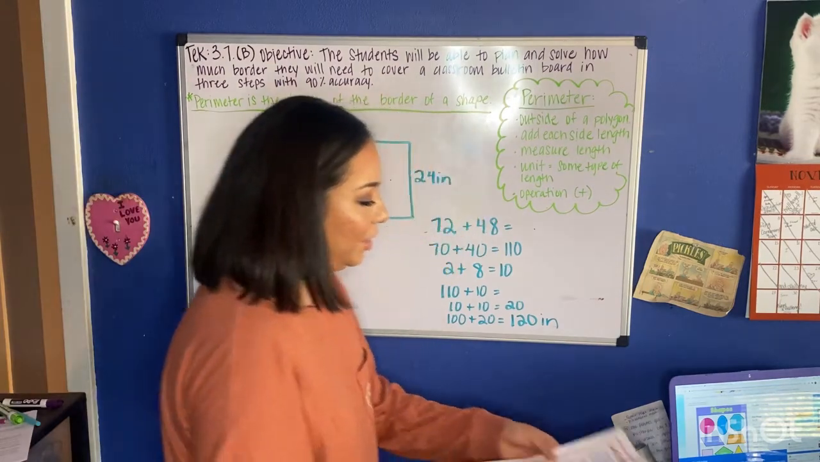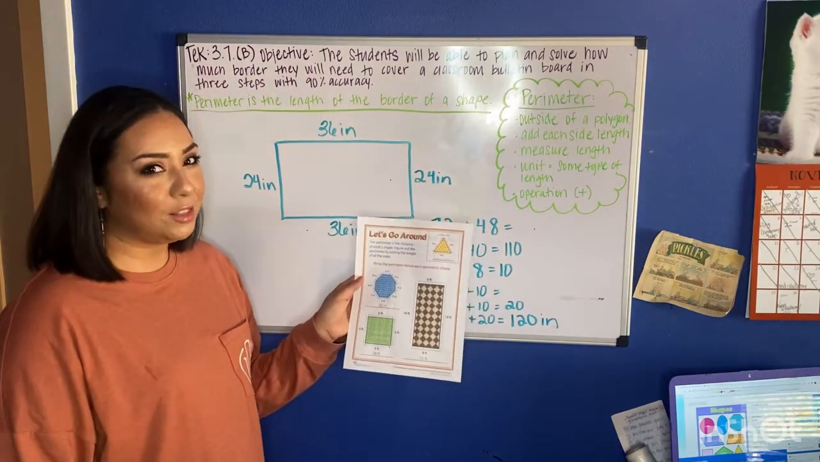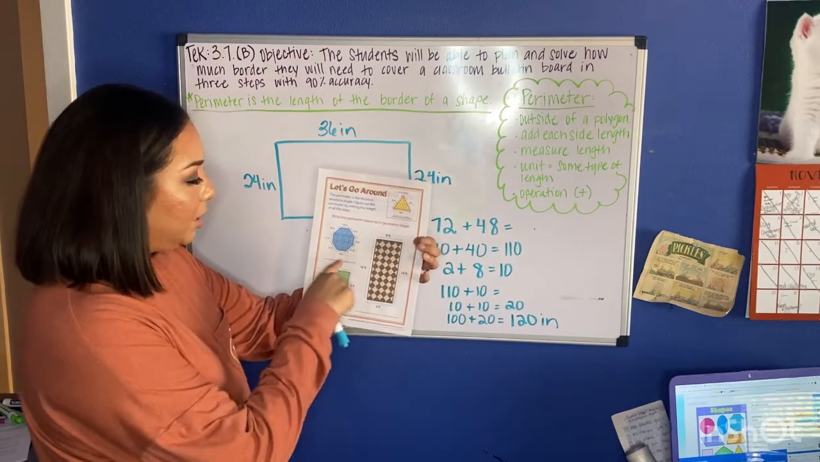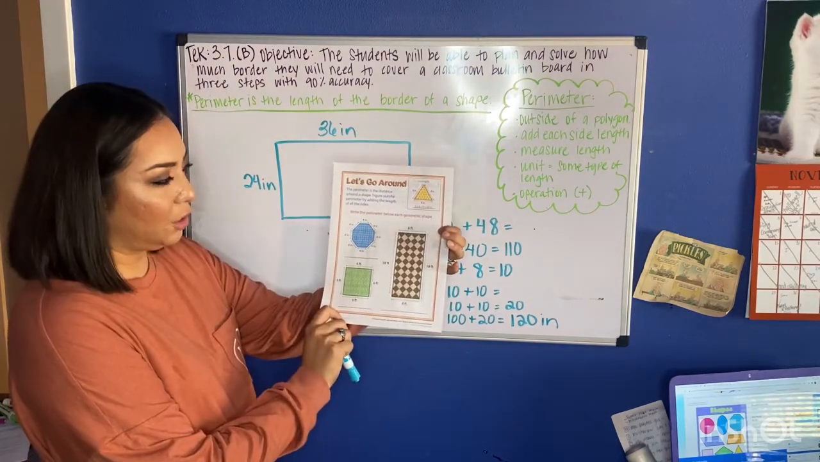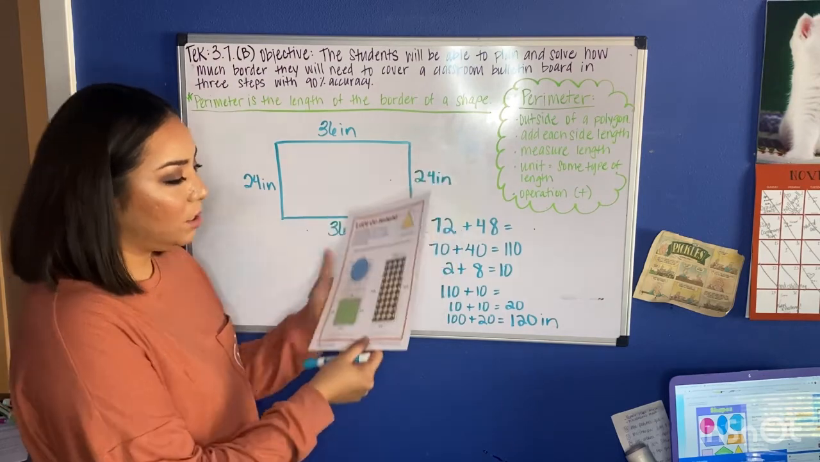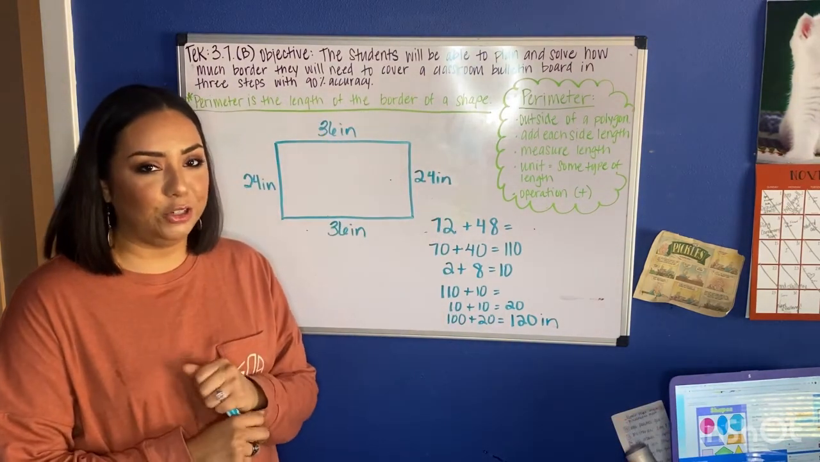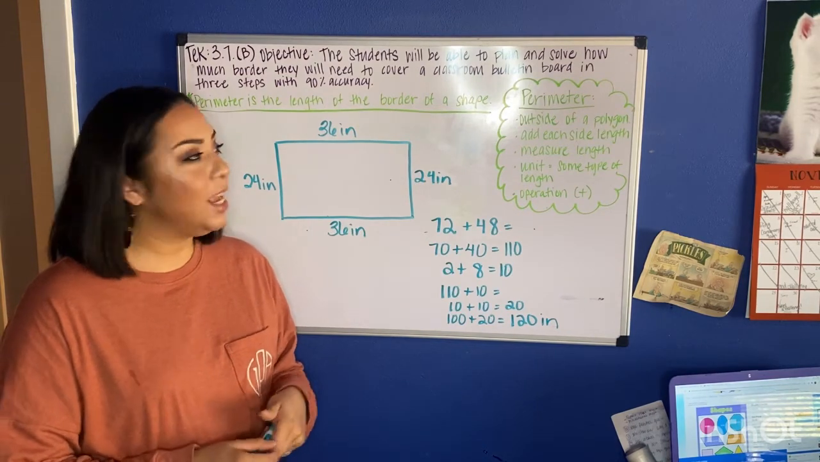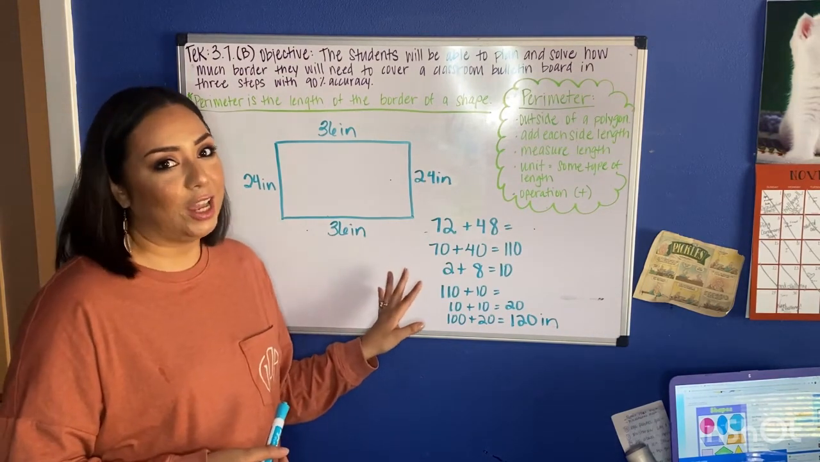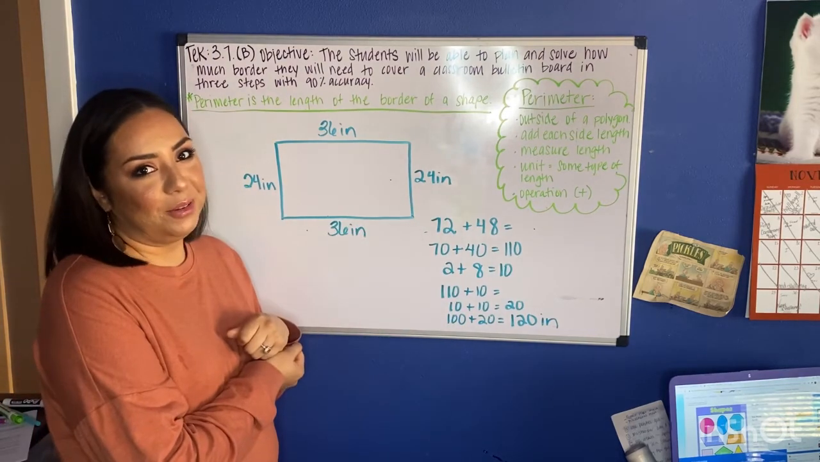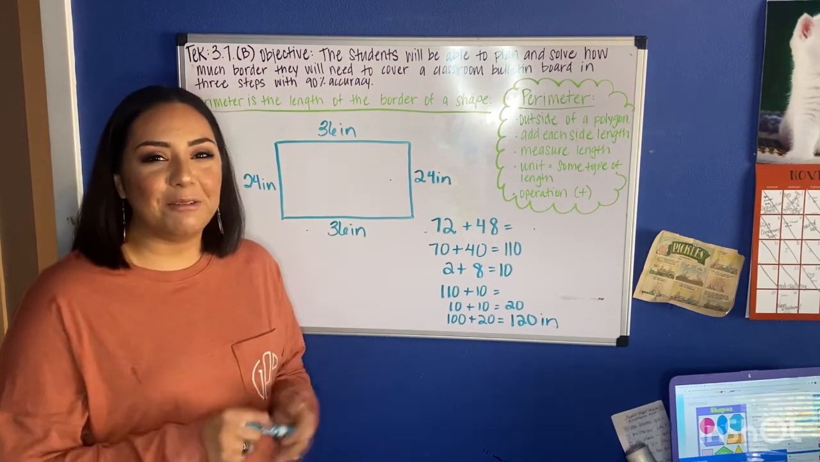Last thing that you guys are going to do is we're going to do our let's go around. Going to be finding the perimeter just like we've been doing on these 3 shapes. Once you are done, you're going to turn that in along with your math journal so that I can see your steps and the processes that you took to find the perimeter to help me make a border around my bulletin board. Thank you guys. I hope you guys had fun.